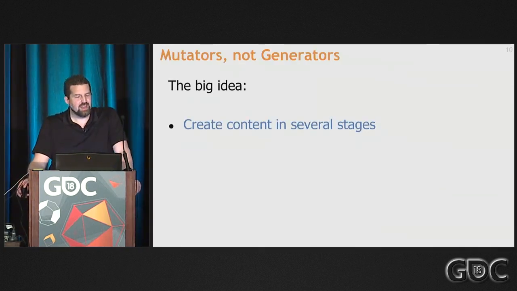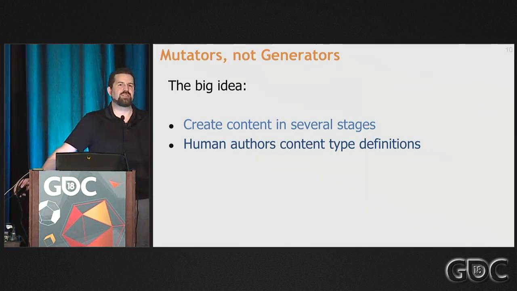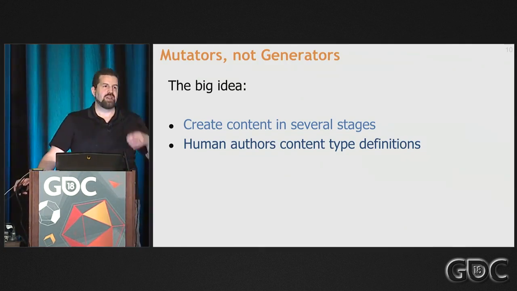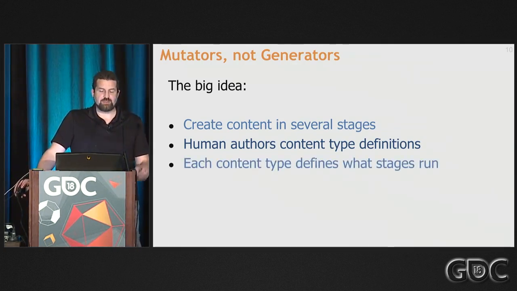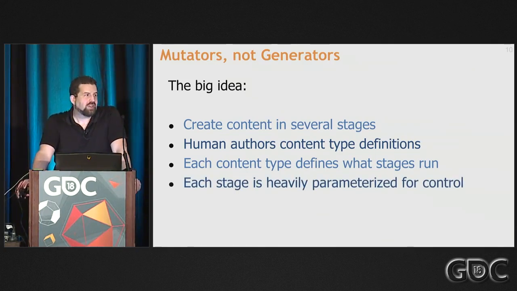So the big idea is let's not generate maps using an algorithm or whatever you're generating. Let's generate it in several stages. So the human authors define types of things to generate. They say this is how villages generate, this is how cities generate, this is how dungeons generate, this is how temples generate. And the humans explain how it's generated by just saying, first we do this, then we do this, then we do this. So the humans decide which steps to run and can tweak all the knobs for each of the steps.